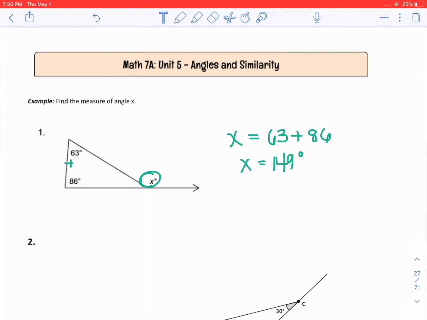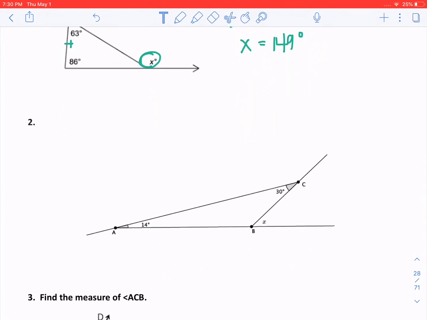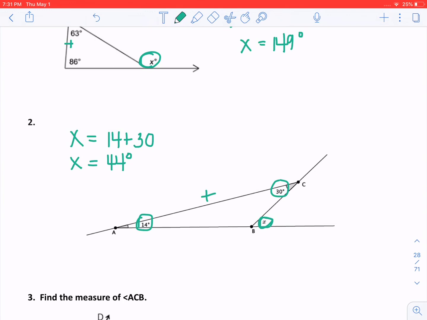All right, let's try this again. So this time, our exterior angle is over on this side here, where that side is extended. And the two angles that are furthest away, we're going to add those two angles together. So my equation, my exterior angle is x. The two angles that are furthest away are 14 and 30. So add those two angles together, and you get 44 degrees.